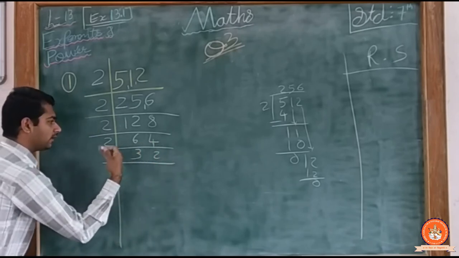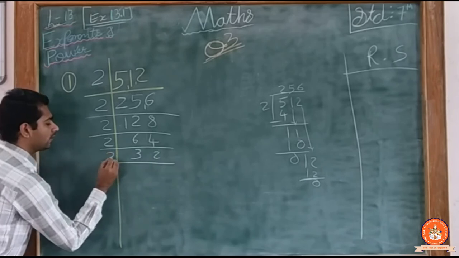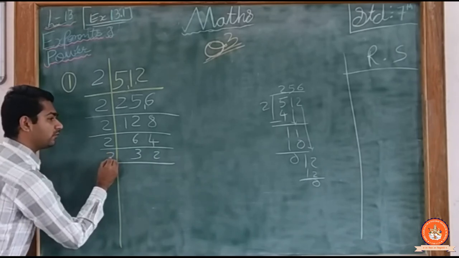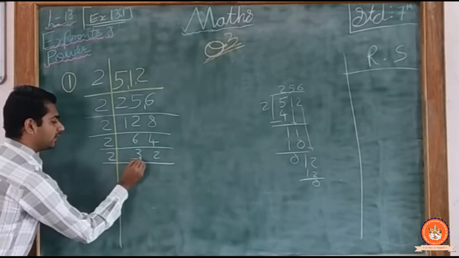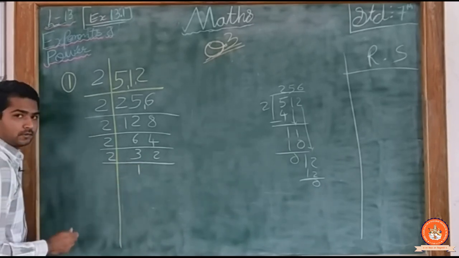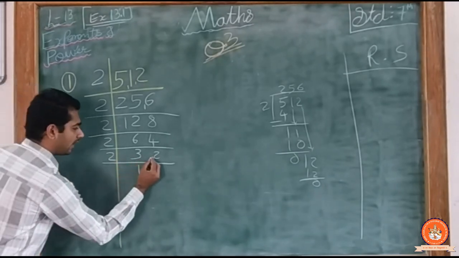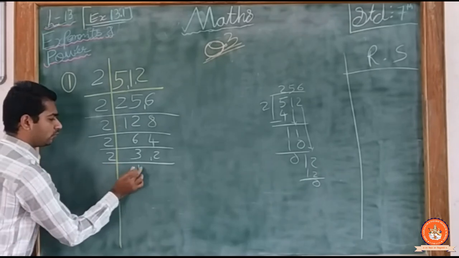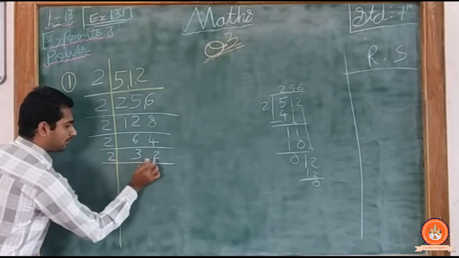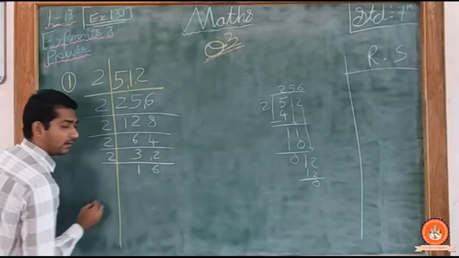Now again I will divide by 2 only. 2 1s are 2 and 2 2s are 4. So 4 is greater than 3. So I will add 2 1s are 2. Okay, 2 1s are 2. The remaining 1, I will add here: 1. So 2 1s are 2 plus 1, that means 3. Now it becomes 12. 2 6s are 12.